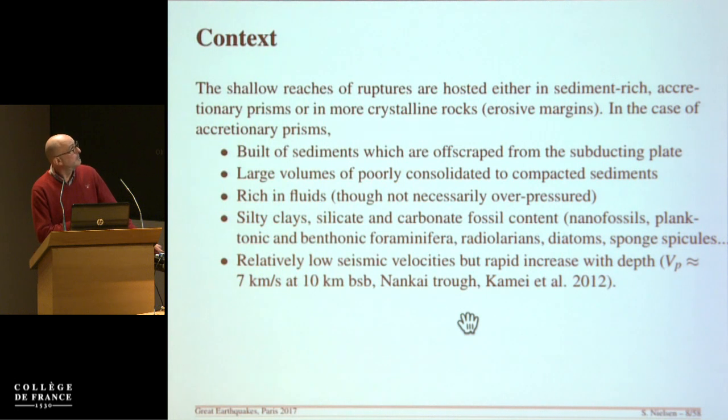Then there are several types of megathrust fault margins. Of course, some have more sediments, some have less. Those that have more sediments are generally called accretionary margins, and they have large volumes of poorly consolidated and progressively compacted sediments. They're rich in fluids, and the composition often contains a lot of clay, on top of, of course, silicate and carbonate fossil content.